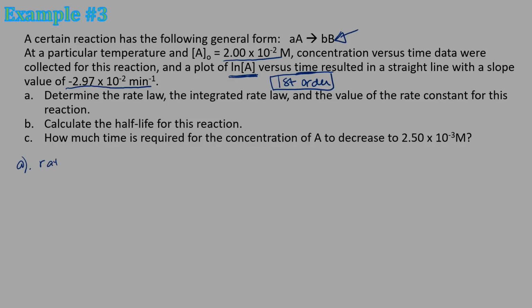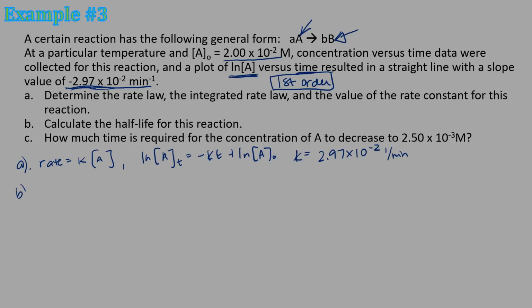So B, rate is equal to K times the concentration of A, because that's my reactant, and it's to the first order, so that's it. The integrated rate law would be the natural log of A at time t is equal to negative kt plus the natural log of A naught. And the value of the rate constant is going to be the positive value of the slope. So K is equal to 2.97 times 10 to the negative 2 inverse minutes.